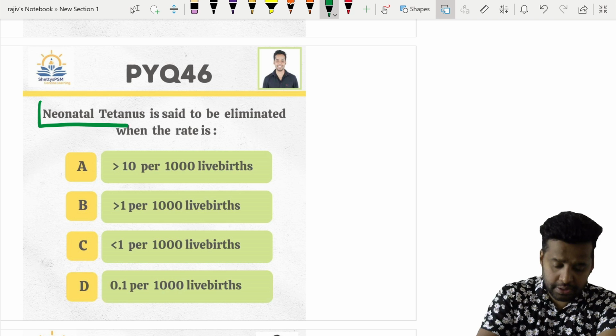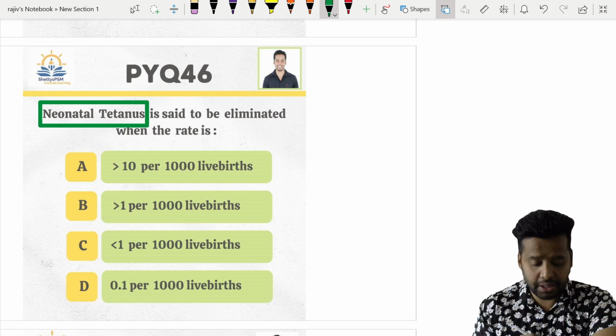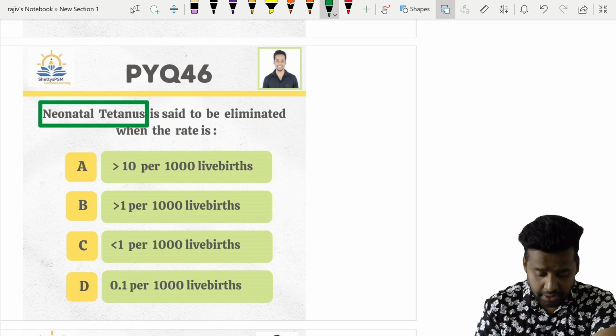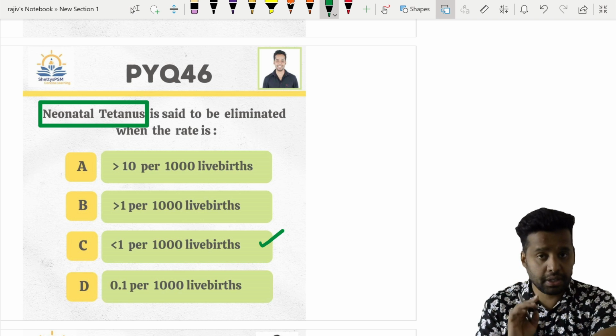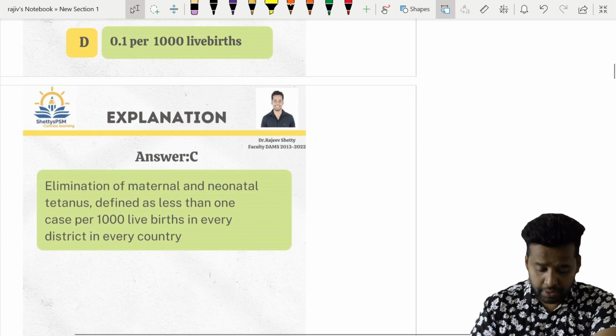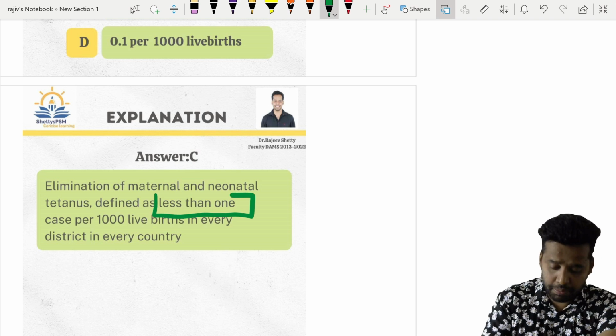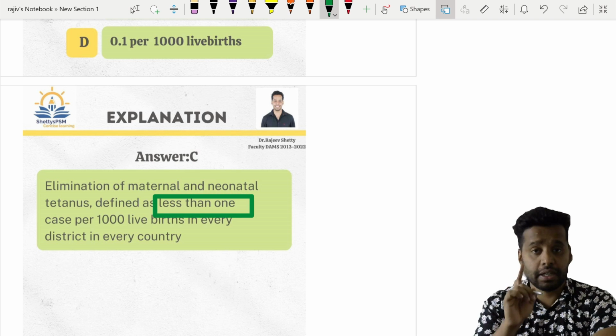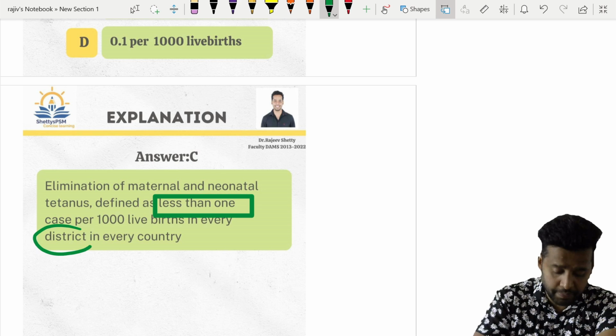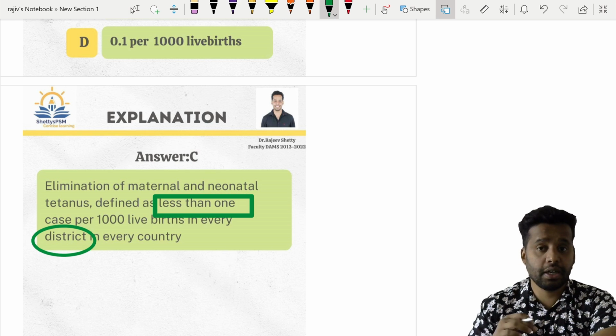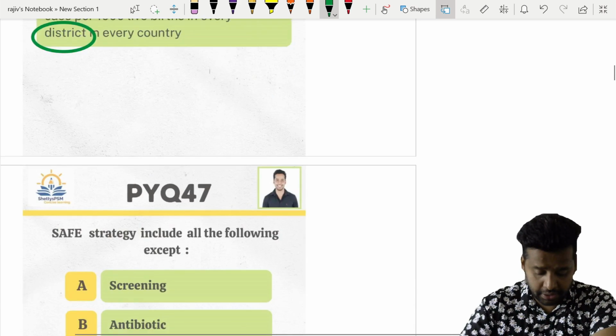Neonatal tetanus is said to be eliminated. What is the elimination target for neonatal tetanus? Answer is less than 1 per 1000 live births. They are defining it as less than 1 per 1000 live births, and this target has to be achieved in every district. So it is the elimination target to be achieved at every district.